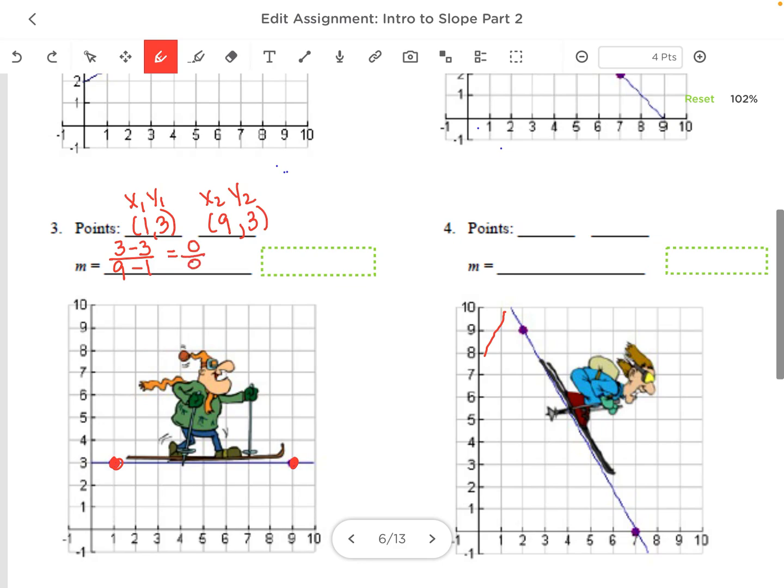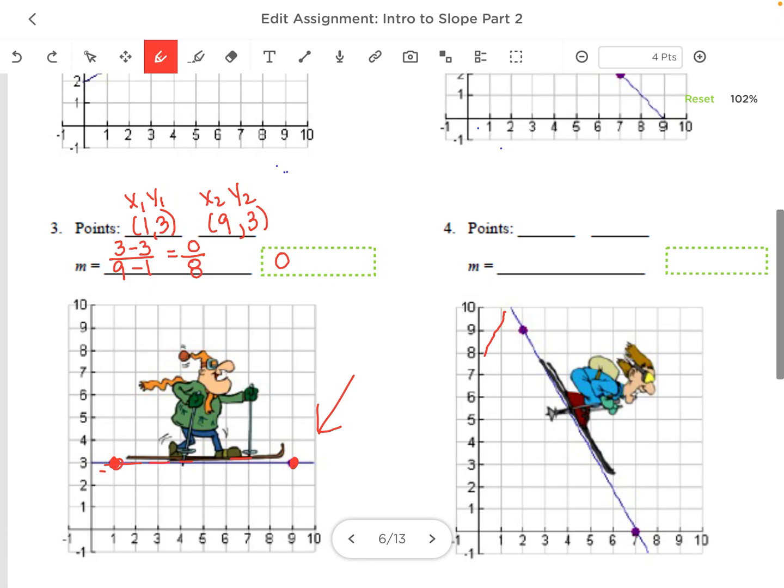This is 0 over 8. And if you do 0 divided by 8 on your calculator, it's going to tell you it's 0. And we already know from what we learned before that the slope of a horizontal line is 0. So this is just your check that it works.